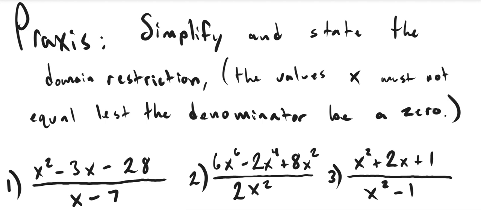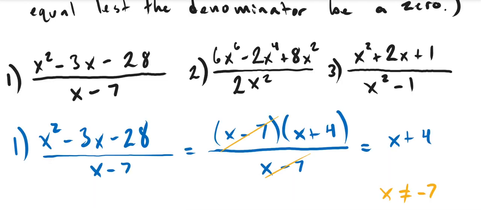Okay, let's see how you did. The first one is pretty straightforward. We factor the numerator. It cancels one of its factors with the denominator, and we're left with just x plus 4. We must keep in mind the domain restriction, which is that x cannot be equal to 7.